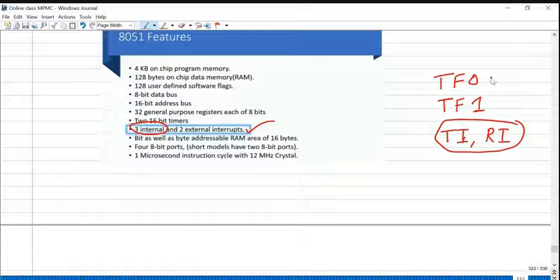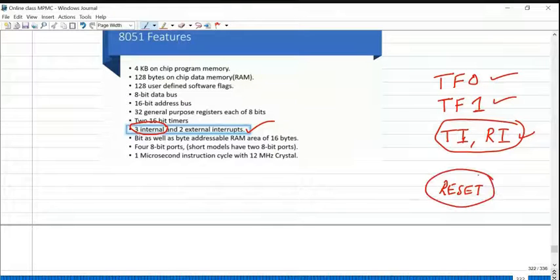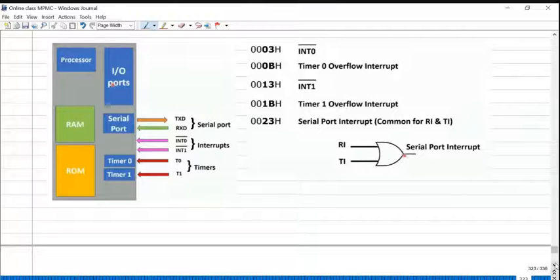So timer 0 and timer 1, these two are considered as interrupts. Total 3 internal interrupts: these two support the timer counter, and this one supports serial communication. So apart from these 3 internal interrupts, 2 external interrupts, total 5 interrupts plus reset. If we consider reset, then a total of 6 types of interrupts are available in the 8051 microcontroller.